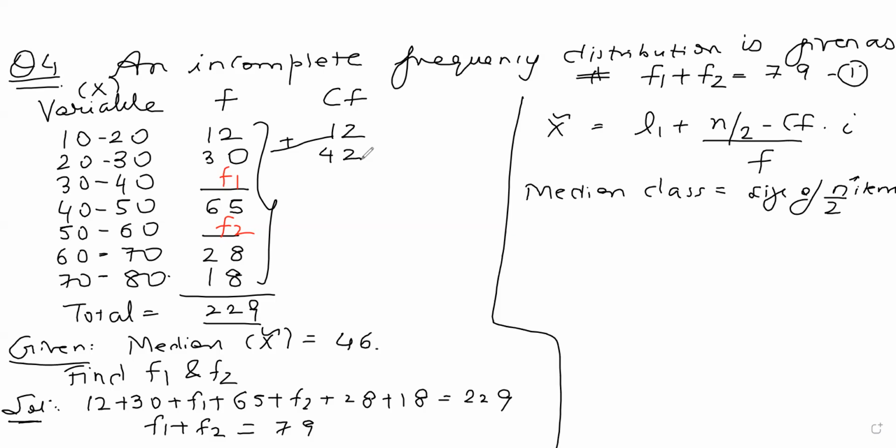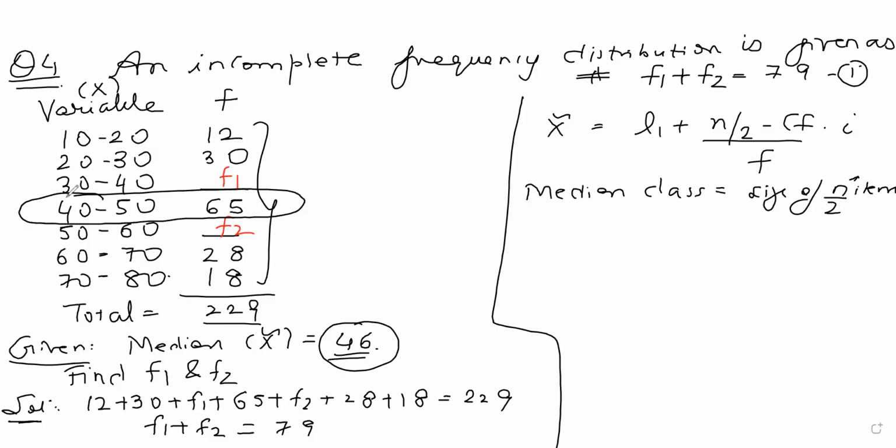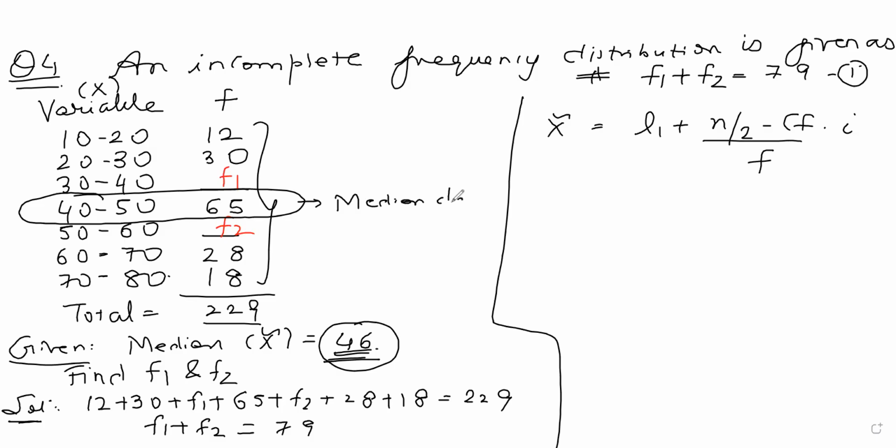Actually, we don't need to find that, guys. We're already given the median. What is the median? 46. So what is the median class? 46 lies between 40 to 50. So we don't need to actually work out the cumulative frequency. We are already given the median class. The median is 46. That means the median class is 40 to 50. This is my median class, because 46 lies between 40 and 50.